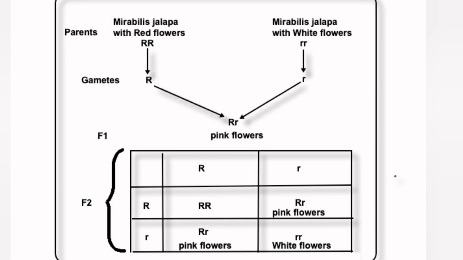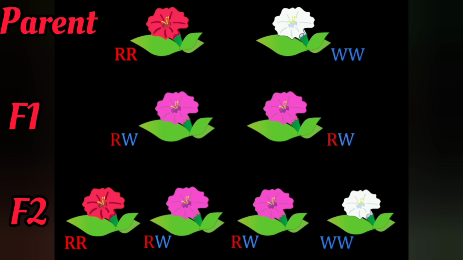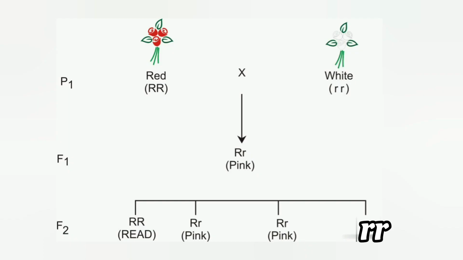So here the genotypic ratio is 1:2:1, as well as the phenotypic ratio is also 1:2:1, because 1 red, 2 pink and 1 white. So this is about incomplete dominance. Hope you understood what incomplete dominance is.